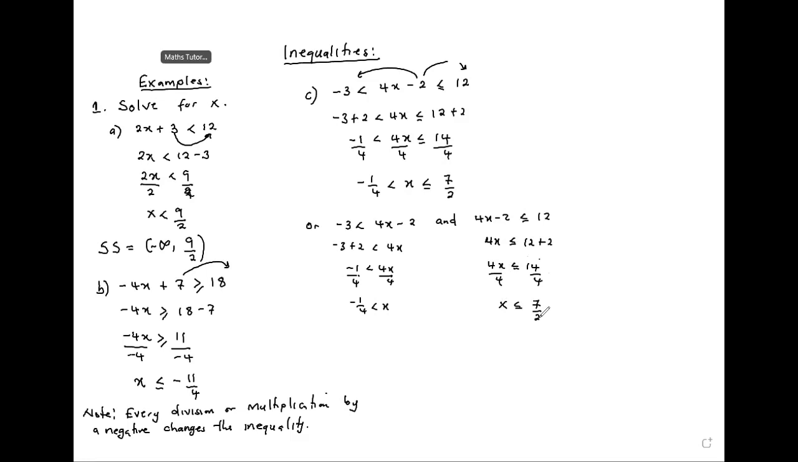So the intersection set here would be, we are saying negative 1/4 is less than x, but this very x is less or equal to 7/2. This becomes our solution set, which is the same as what we have there. So for easy questions like these, there's no need of separating them.